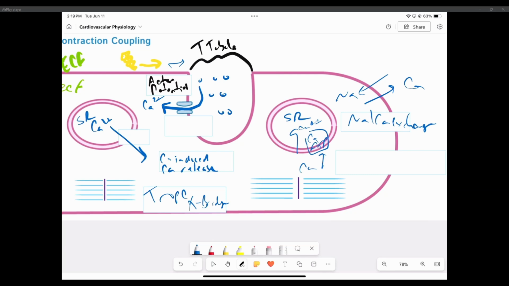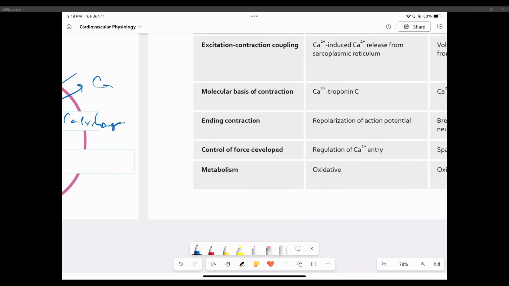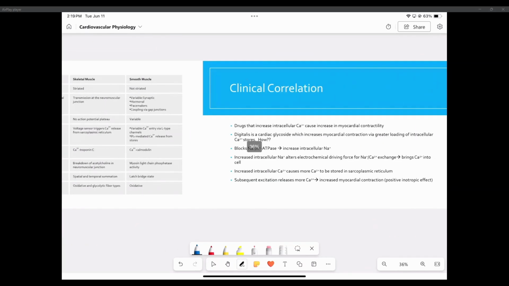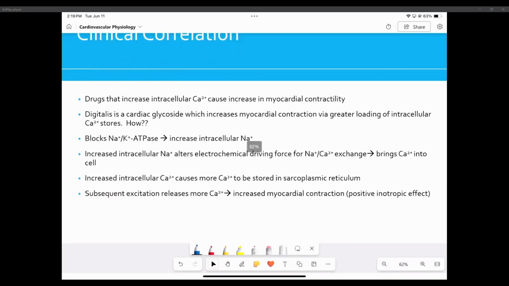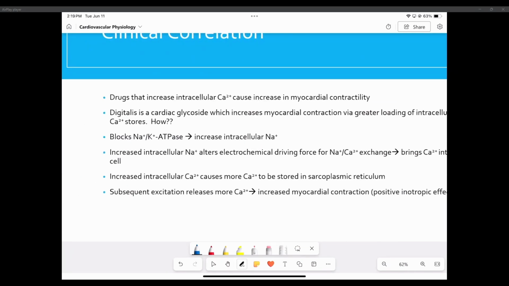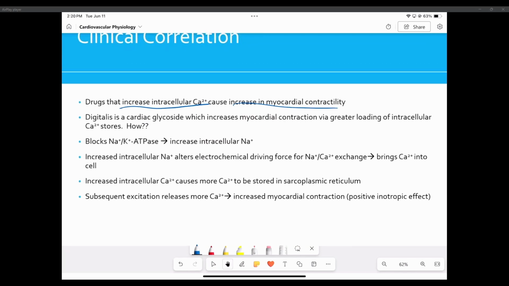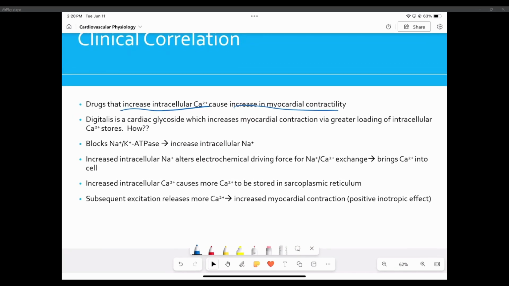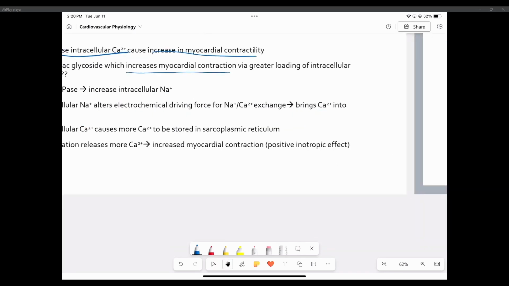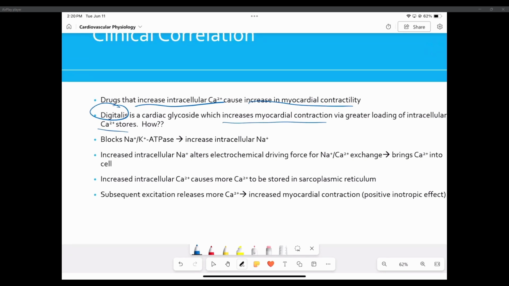Does the sodium get pumped back out after? How? With the sodium-potassium pump? Yep. So this is just a review, just about different things. This I want you to bring up though, and then we're done. Any drug that can increase intracellular calcium will cause an increase in myocardial contractility. The more calcium you have, the stronger the contraction is going to be. So we can give drugs, for example, one of them is called digitalis, which increases myocardial contraction by bringing in greater calcium stores.